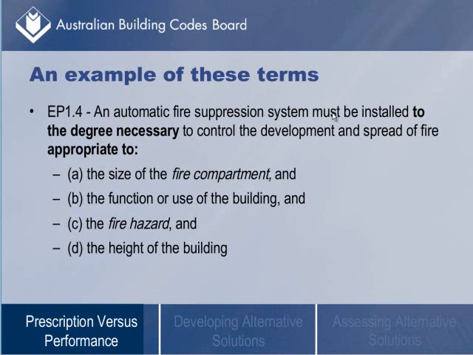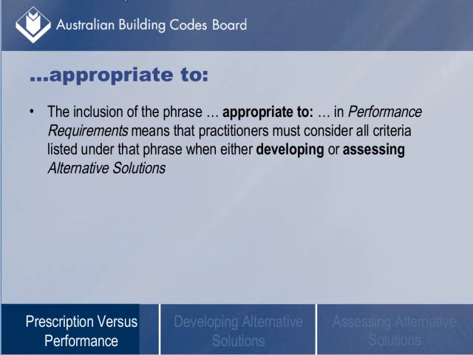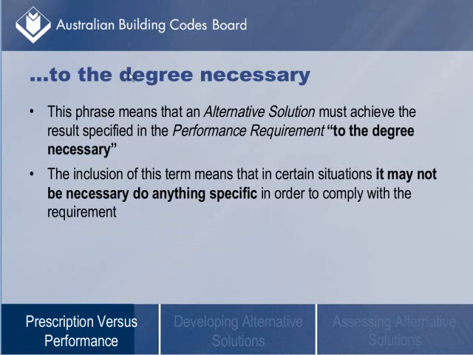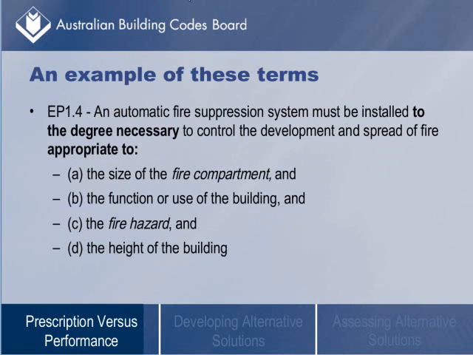Now, an example of these terms used in EP 1.4, which is out of Volume 1, an automatic fire suppression system must be installed to the degree necessary to control the development and spread of fire appropriate to the size of the fire compartment, function of the building hazard, and the height of the building. So that's to the degree necessary. So that's the one that has some flexibility.